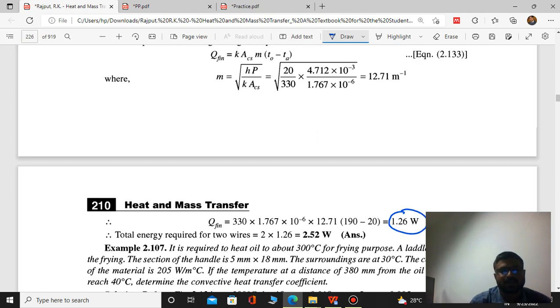So here we will have to connect two circular rods. So heat will flow in both directions. So you will have to multiply by 2.